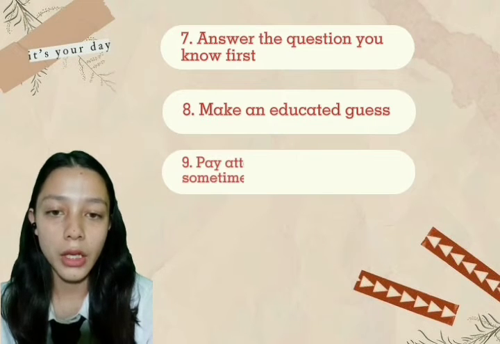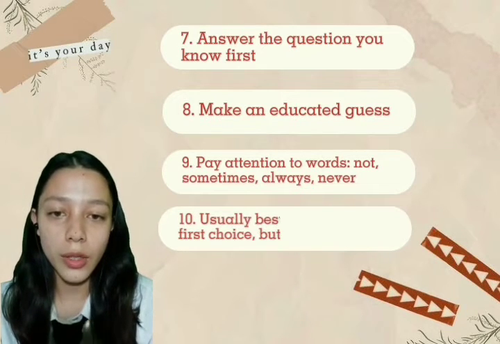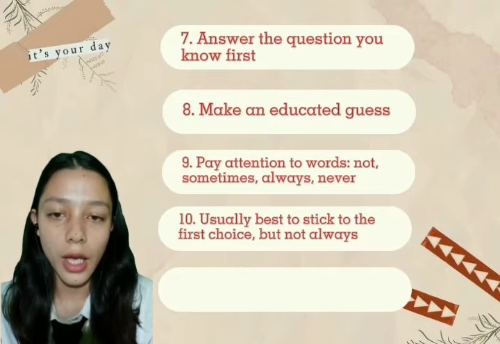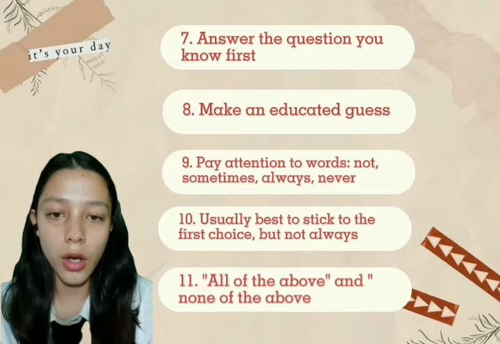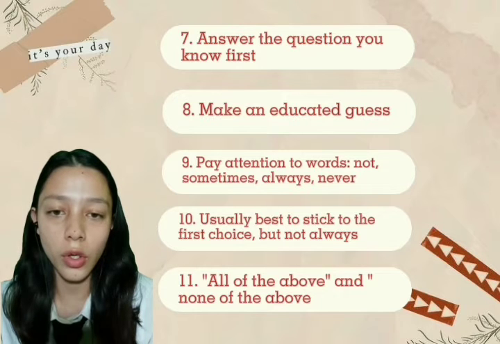Next, pay attention to these words: not, sometimes, always, and never. Next, it's usually best to stick with your first choice, but not always. Then, when you encounter all of the above and none of the above answer choices, do not select all of the above if you're pretty sure any of the answers provided is incorrect. The same applies for none of the above if you're confident at least one of the answer choices is true.